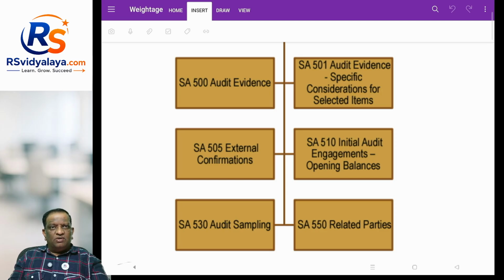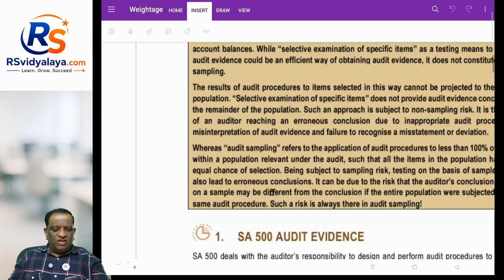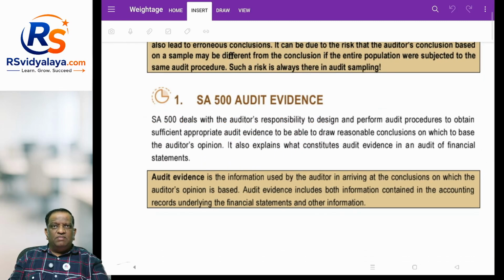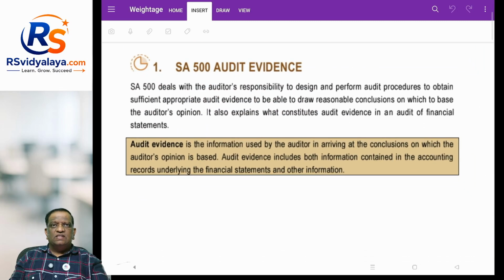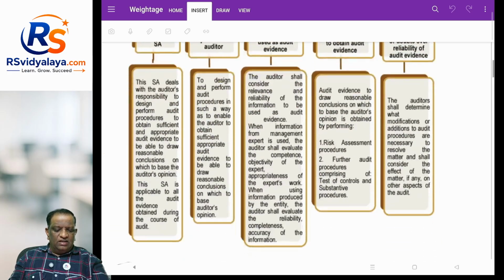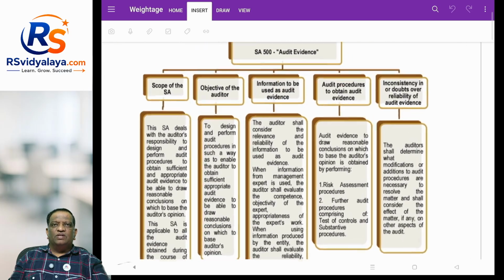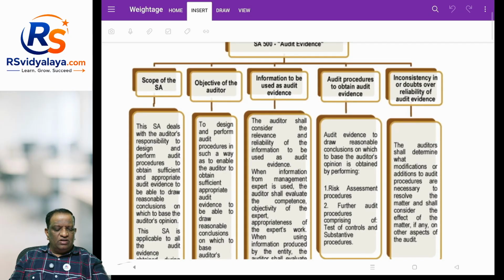So here it's all about the application, and keeping that point in mind, have a look at how the ICAI material is structured. What you're seeing is the ICAI material. Now, SA 500 audit evidence. He has just given the basics: what do you mean by audit evidence? And then for the entire standard, he has just given an executive summary of it. Almost one single flowchart he has given.